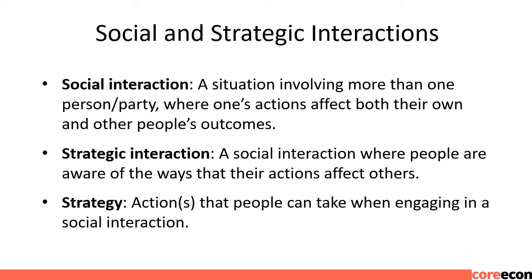Game theory. Key concepts. Social and strategic interactions. Social interaction, a situation involving more than one person or party where one's actions affect both their own and other people's outcomes. Strategic interaction, a social interaction where people are aware of the ways that their actions affect others. Strategy, actions that people can take when engaging in a social interaction.